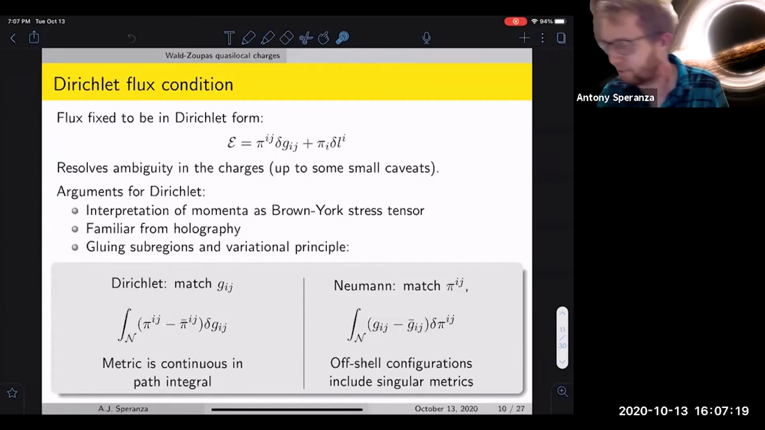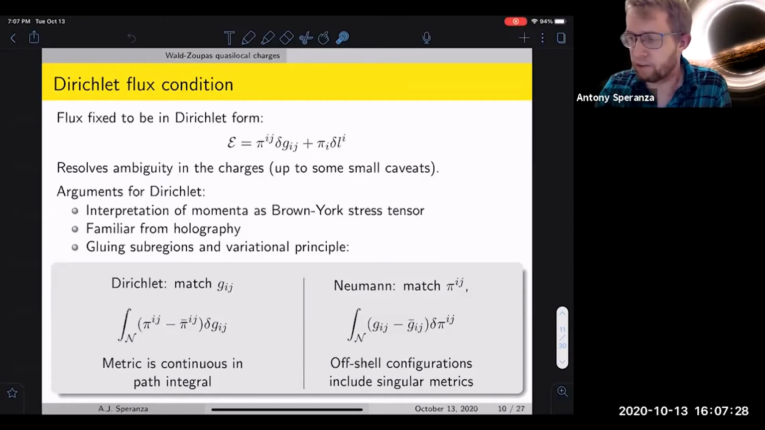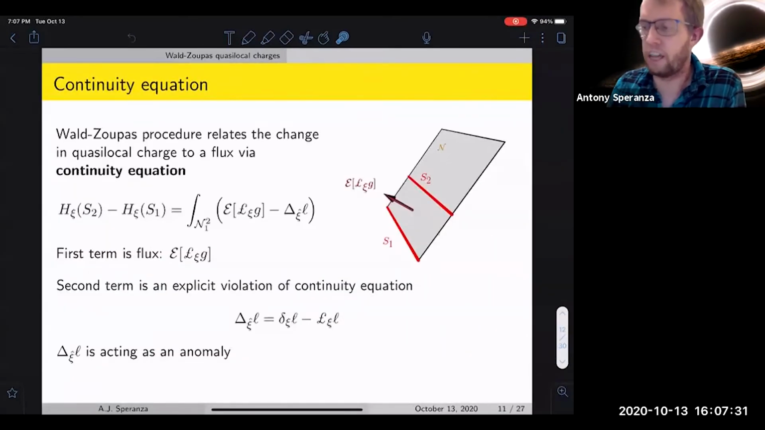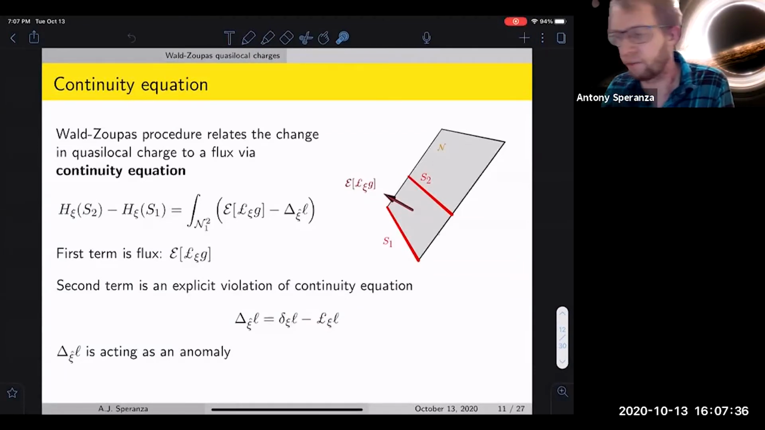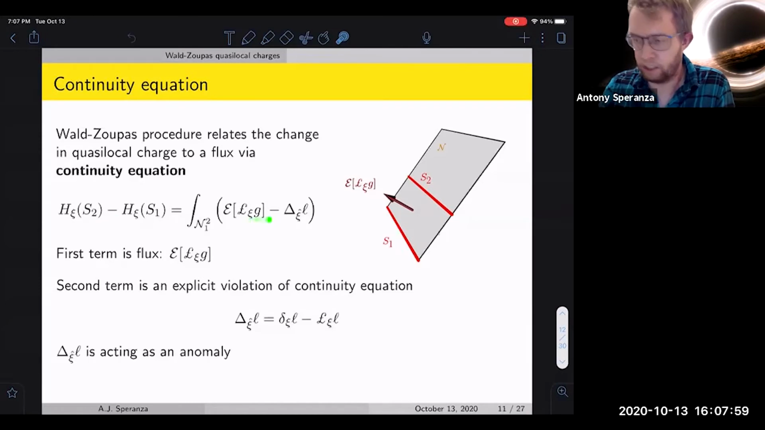and we'll see exactly where we consider some possible different choices. So finally, the last property that these charges satisfy that makes them useful is that they're no longer conserved due to the fluxes. But the Wald-Zoupas procedure instead constructs a continuity equation where you construct the charges on, say, two cuts of the null horizon, and you realize that there's some flux of the charge out of the subregion, and you can relate the difference in the charges here to the flux. So that's what this curly E represents.